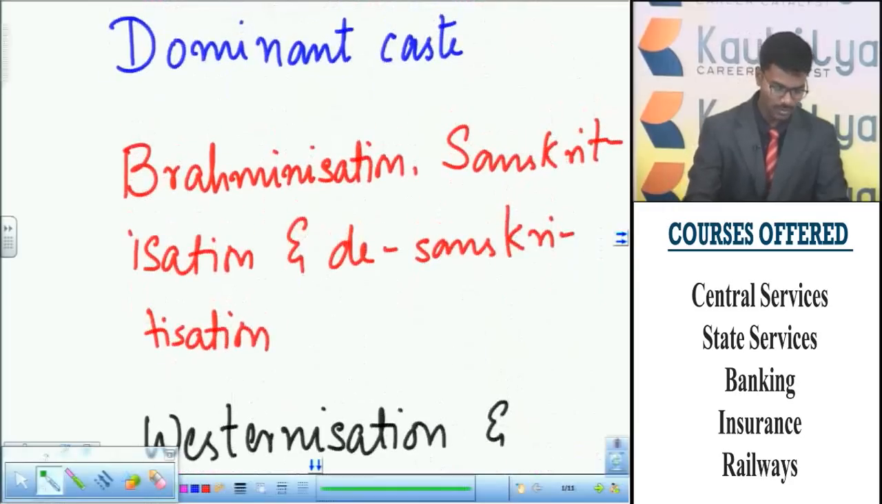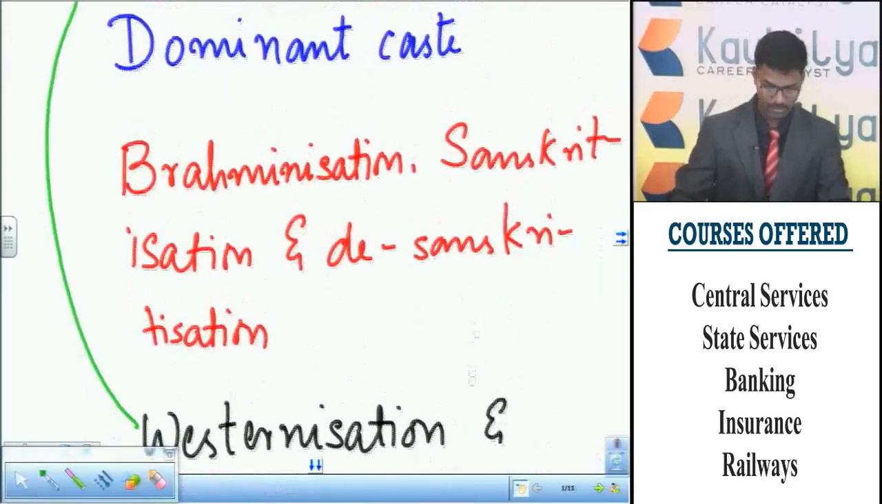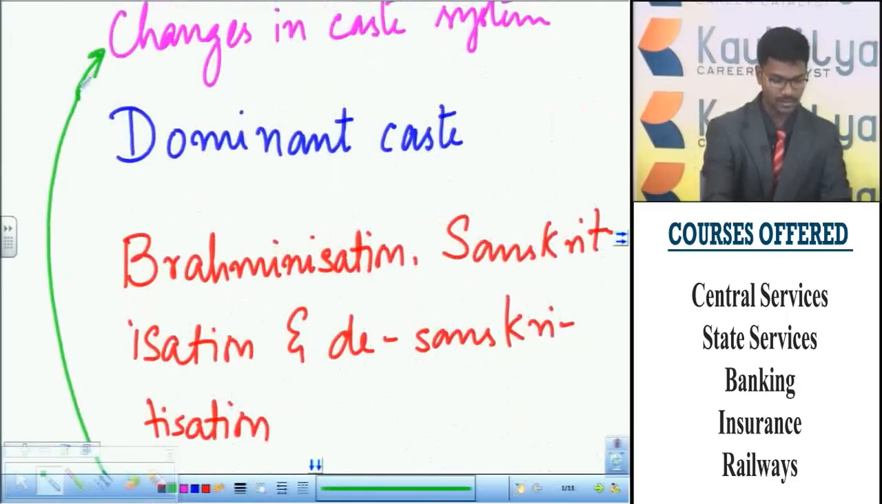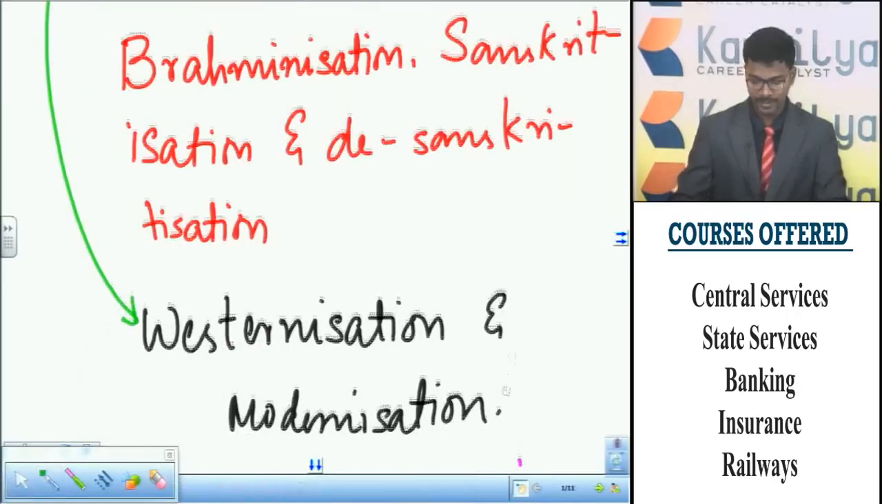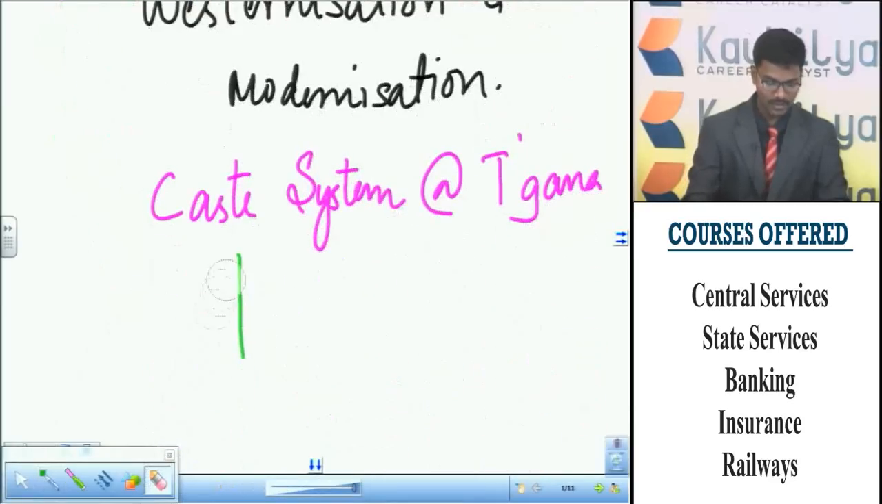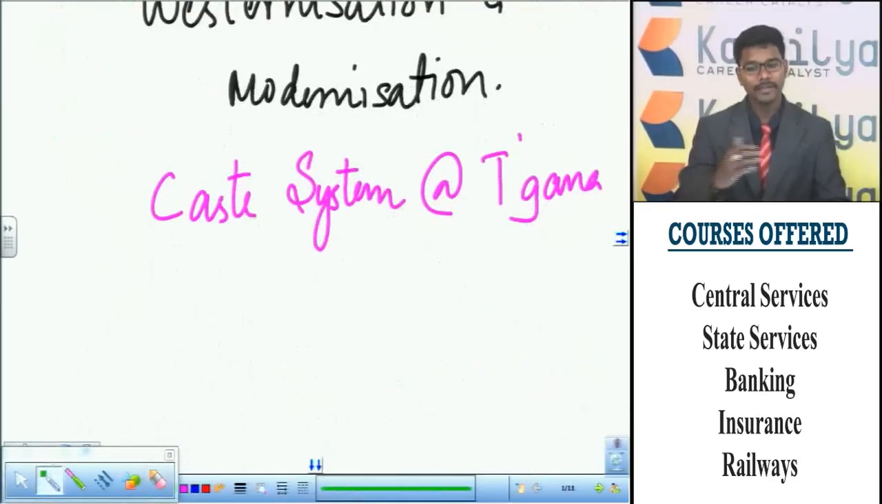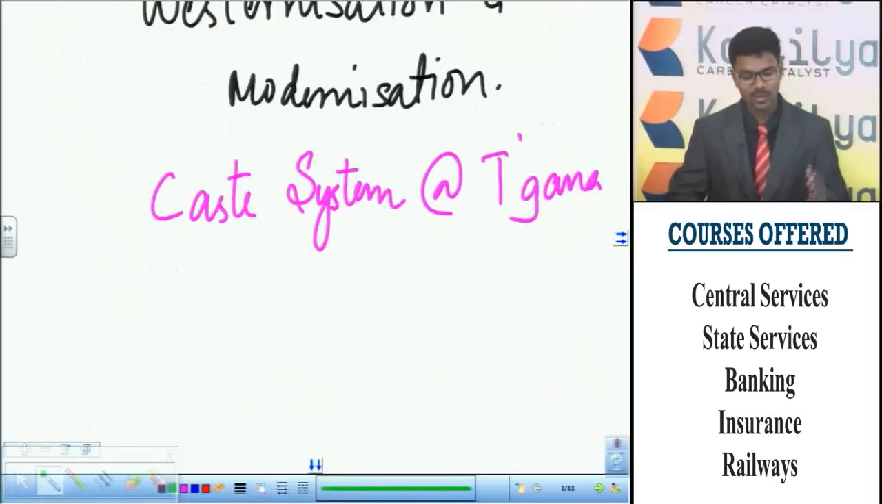While I relate this to the concept of changes in the caste system, I relate it with westernization and modernization. And in this topic itself, I will talk about the caste system in Telangana, because for every topic which we are dealing with regarding the salient features of Indian society, there is a resemblance of that topic even in Telangana. So rather than learning all those topics in a crude way, we can learn Telangana specific issues within these broad topics, for example the tribal setup in Telangana. That is also there as a topic for you.